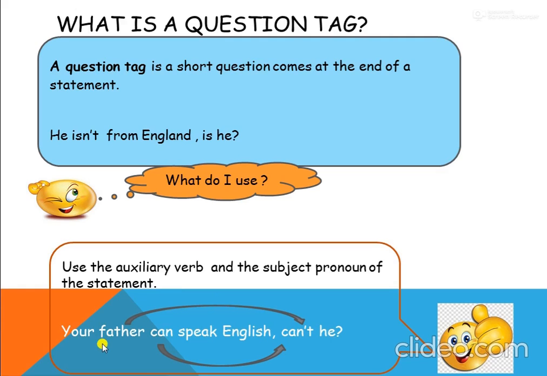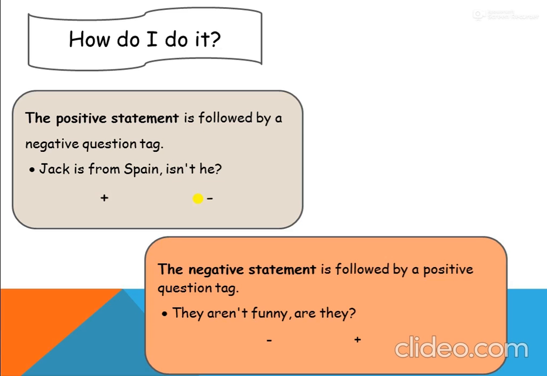See the example here. Your father can speak English. Can't he? Your father is the noun of the statement, so we use the pronoun he. The auxiliary verb here is can. In the short question, we use can. So, to form a question tag, you have to keep in mind these 2 points.